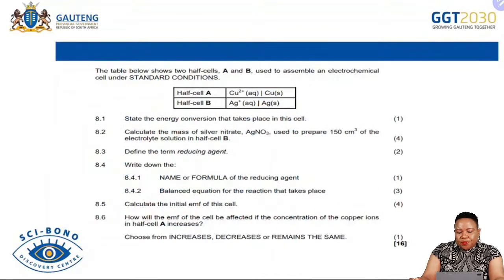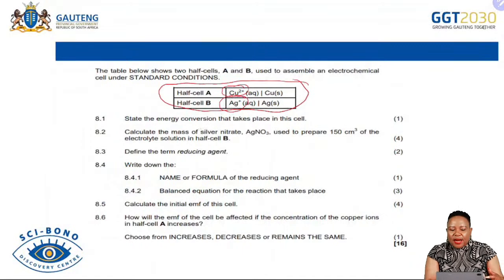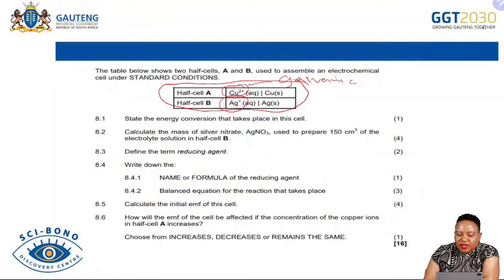And then this one is also a way of asking about a galvanic cell. In this one, we are given just a table of half cell A and half cell B. So what will make you see that this is a galvanic cell? There are 2 electrolytes, which are Cu 2 plus and Ag plus. Because there are 2 electrolytes, it already tells you that this is a galvanic cell. They said the table below shows half cell A and half cell B used to assemble an electrochemical cell under standard conditions. And you can see that standard conditions is written in capital letters.